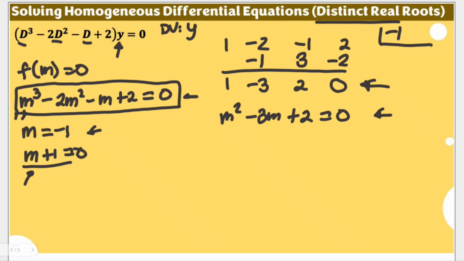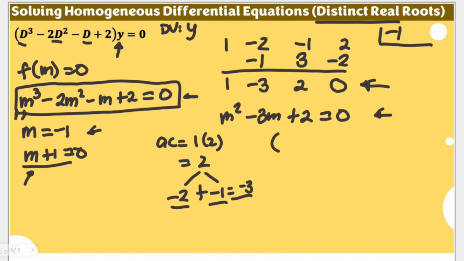by factoring. The factors here, if you were not able to master that, AC is 1 times 2, so that's 2. The factors of 2 which when added will result to negative 3 are simply negative 2 and negative 1. Negative 2 times negative 1 is positive 2, but when you add them, that's negative 3. Hence, these are the values of your coefficients paired with m minus 2, m minus 1 equal to 0. So all of these 3 are the factors of our auxiliary equation.